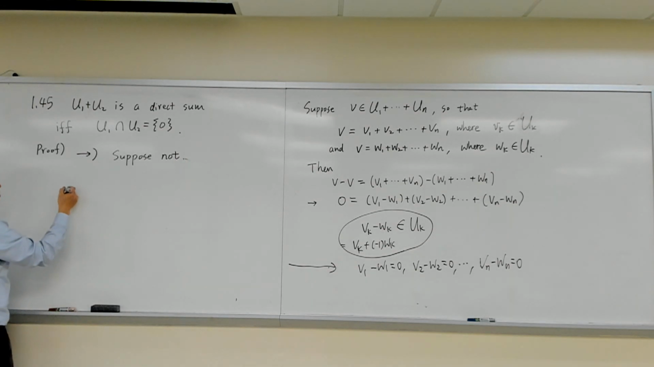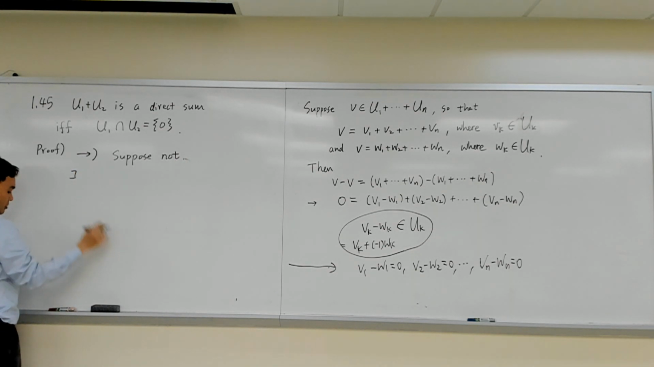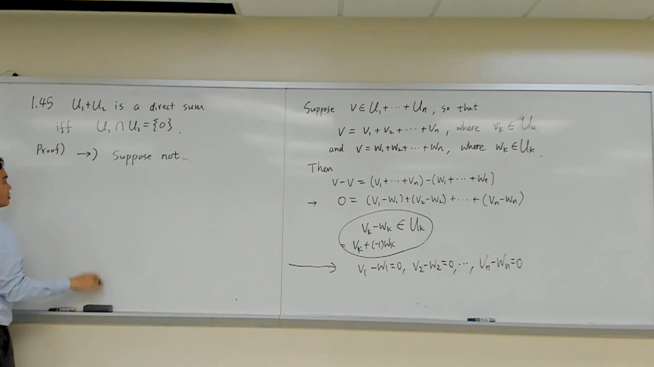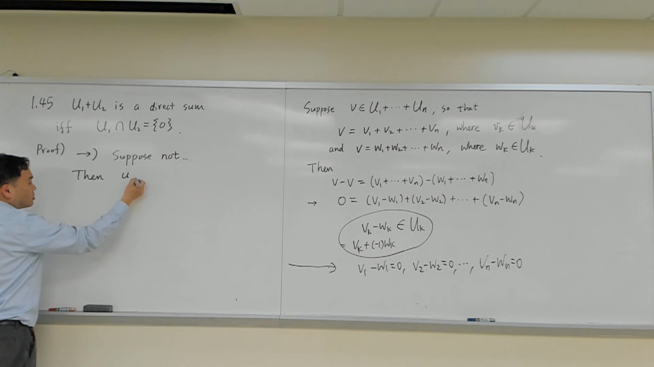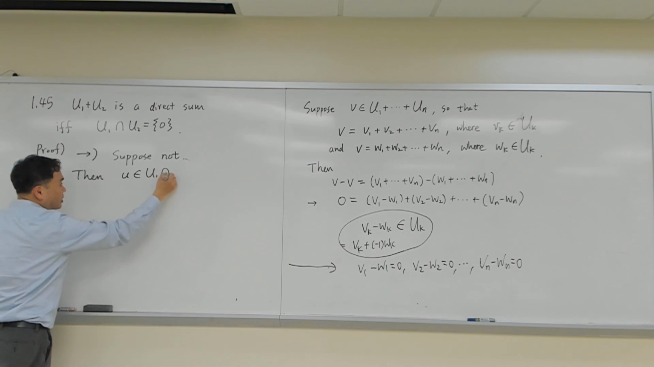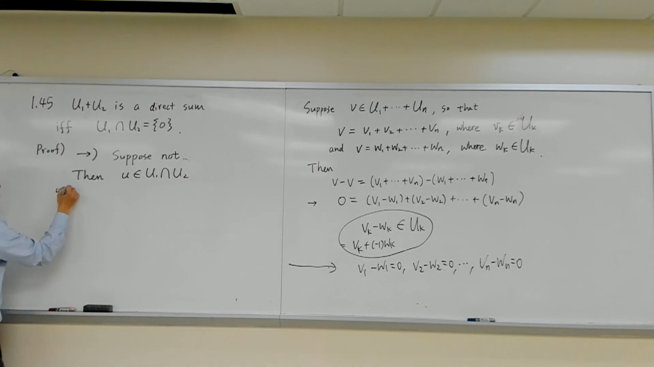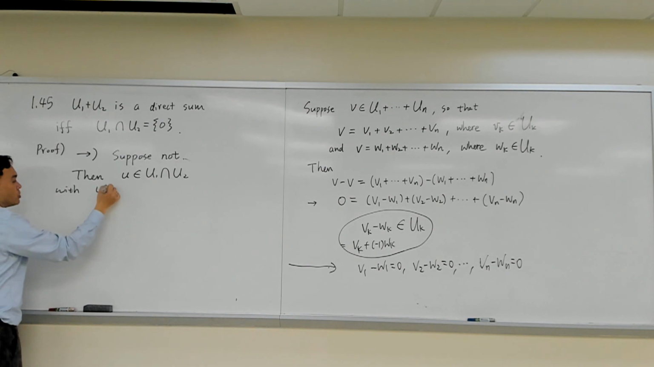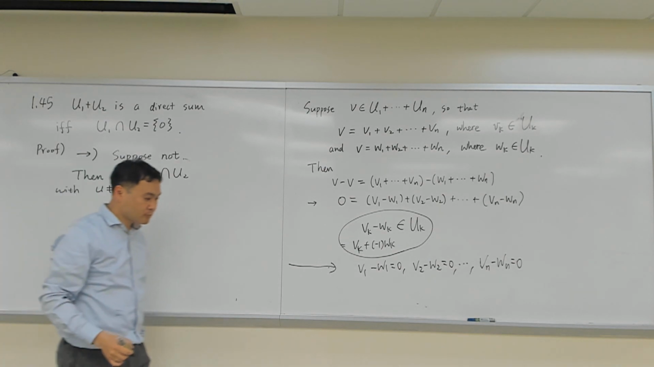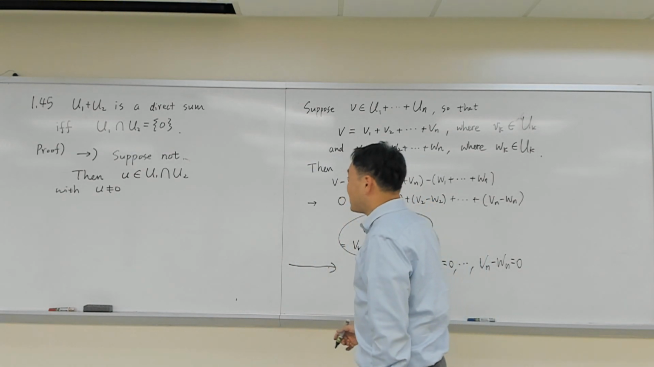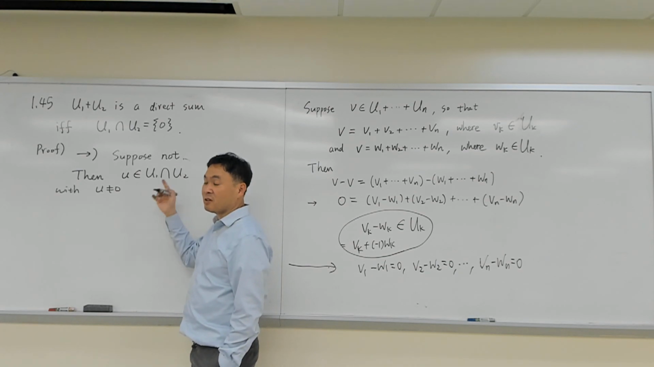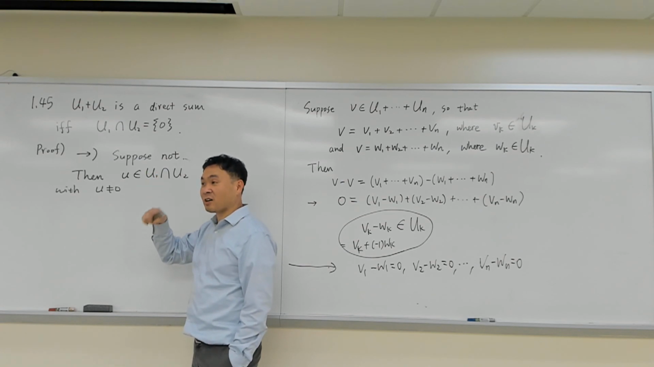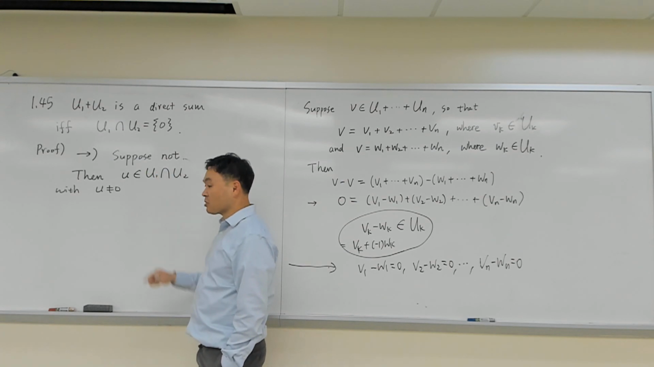So, that means there exists a u in U1 intersect U2 with u non-zero. Something that I forgot to say, I think I skipped in the textbook, is that this is a subspace. Intersections are always a subspace. Unions are not, okay? So this will always be a subspace.